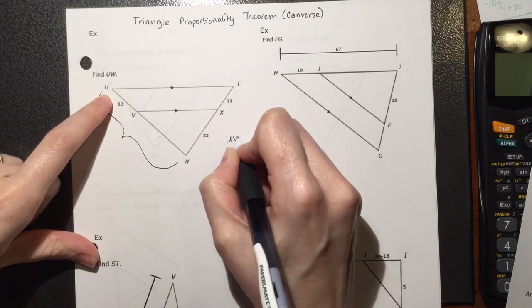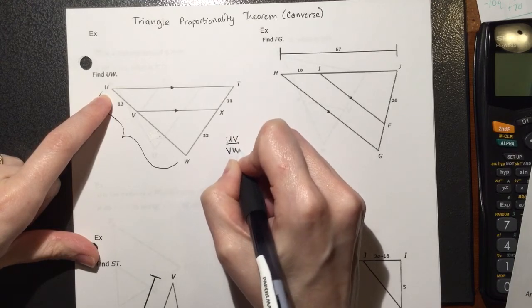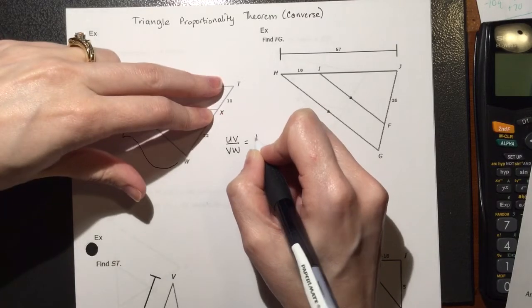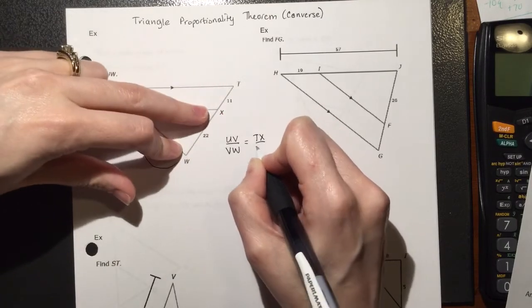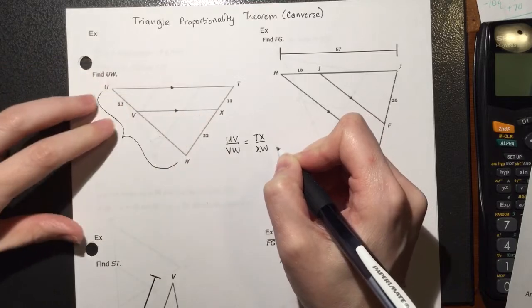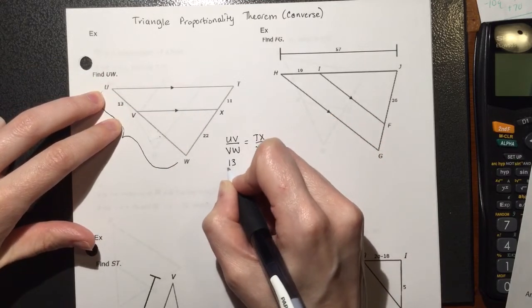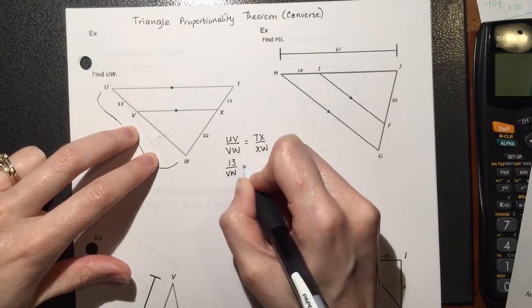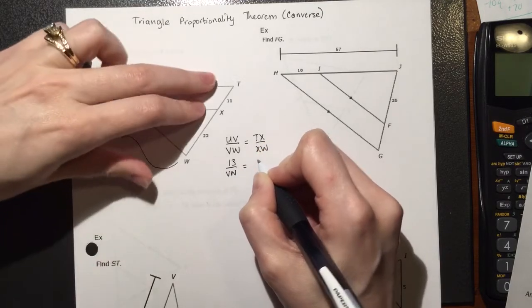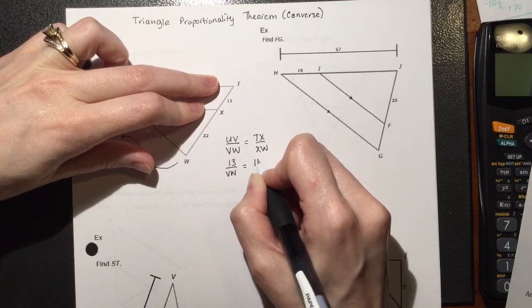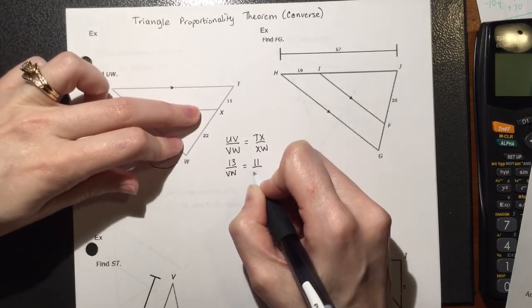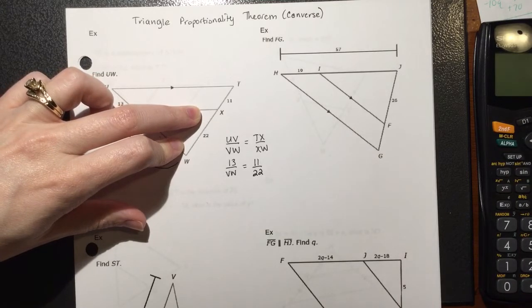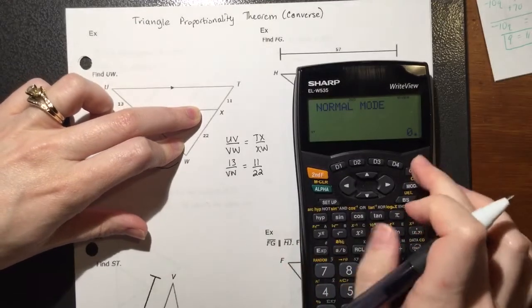We'll do UV over VW is going to be equal to, well, we did UV here, so we'll do TX over XW here. So UV has a value of 13 over that part we don't know, so I'm just going to leave it VW, is going to be equal to TX, which is 11, over XW, which is 22. So this is a proportion. To solve a proportion, you just cross multiply and divide.